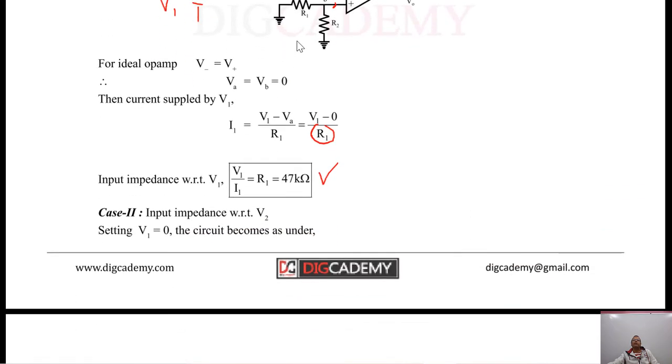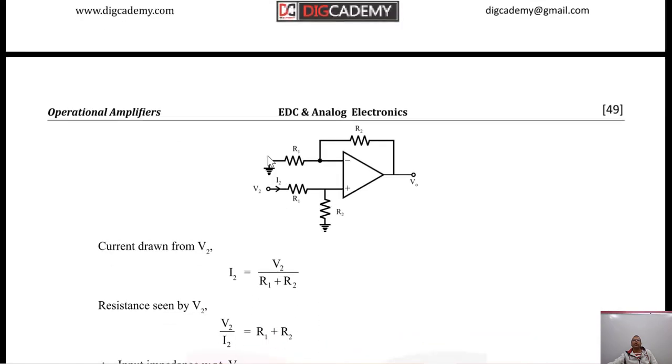And to find the resistance with respect to V2, what do we do? Connect the other terminal to the ground, apply voltage here, and the ratio of V2 upon I2 will be the input resistance of this circuit. Remember, this current will be flowing from here and going to the ground, because the current entering into the non-inverting terminal of an ideal op-amp is 0. So what will be V2 upon I2? V2 upon I2 will be the total resistance seen by this path, and that is R1 plus R2.